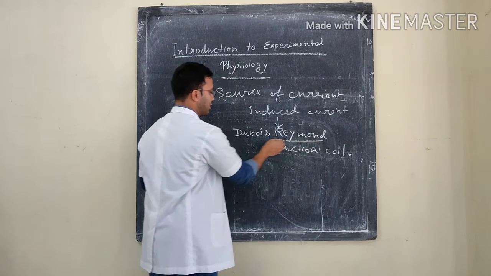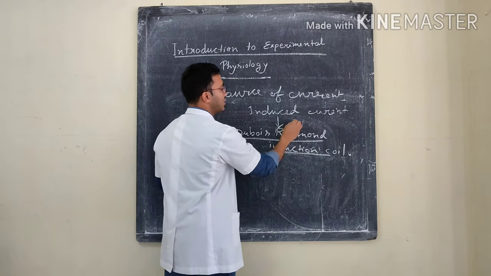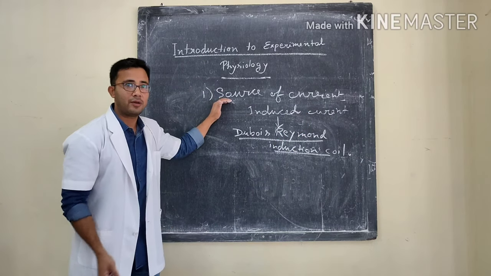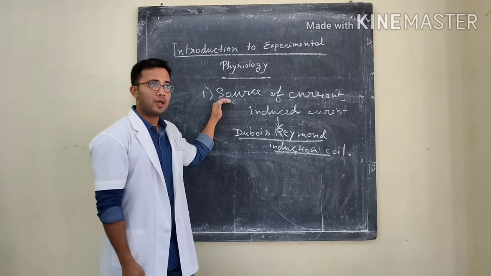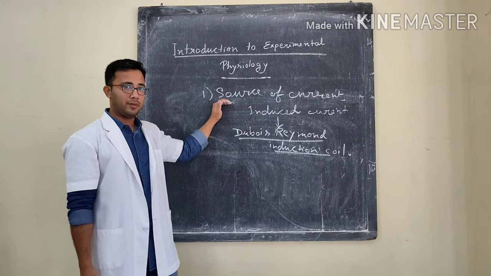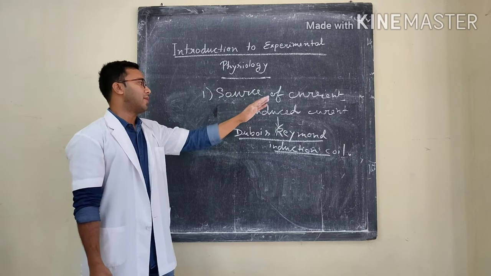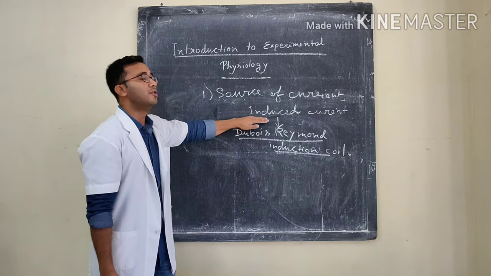By using this Dubois-Raymond induction coil, we will produce induced current, and that induced current will be the source of current for stimulation of the tissues. For running of the drum kymogram, we will use the direct current. In all other preparations, we will use only the induced current.